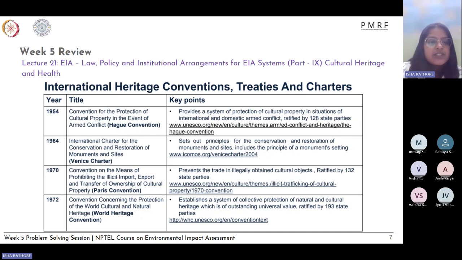1970 is the Paris Convention, which is the convention on the means of prohibiting the illicit import, export, and transfer of ownership of cultural property and prevents the trade in illegally obtained cultural objects. And this has been signed by 132 parties. 1972 was the World Heritage Convention, which was the convention concerning the protection of the world cultural and natural heritage. And it established a system of collective protection of natural and cultural heritage, which is of outstanding universal value. And this has been signed by 193 parties.